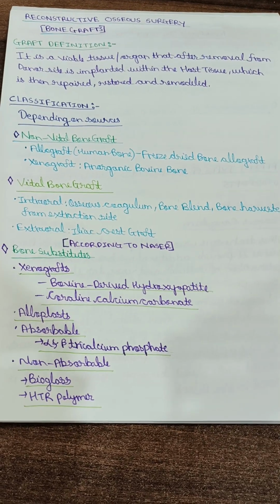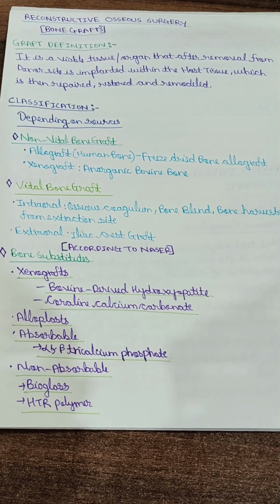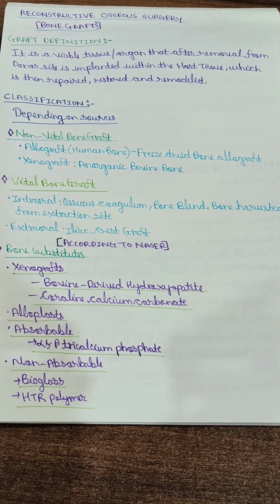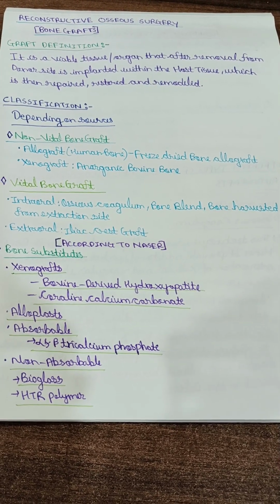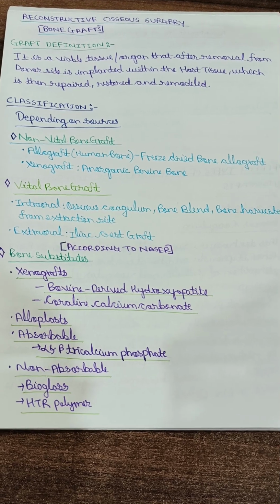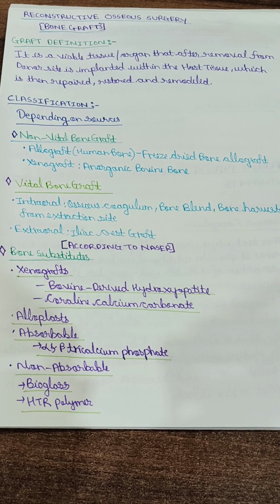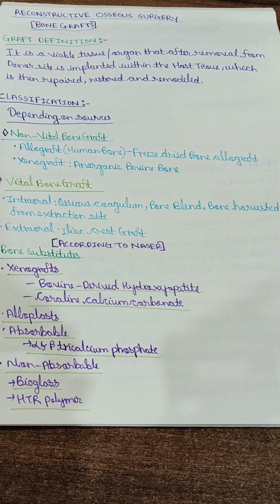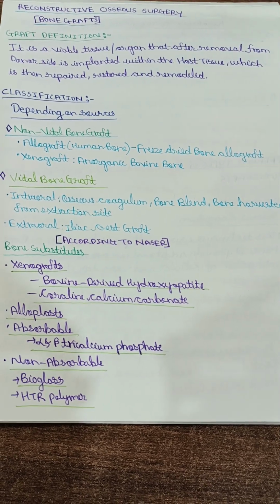Now, what is the classification of the grafts? The bone grafts are classified depending upon the sources, that is non-vital bone graft and vital bone graft. In non-vital bone graft, there is allograft, which is the human bone, freeze-dried bone allograft, and xenograft, that is the anorganic bovine bone. Vital bone graft includes intraoral and extraoral. Intraoral includes osseous coagulum, bone blend, and bone harvested from the extraction site. And the extraoral site where we can obtain the graft is the iliac crest graft.